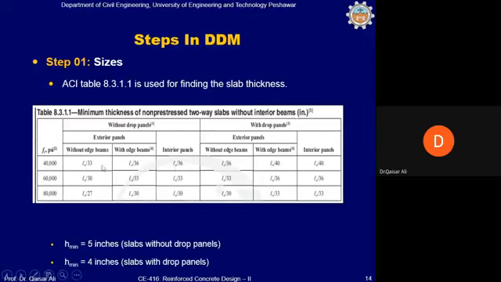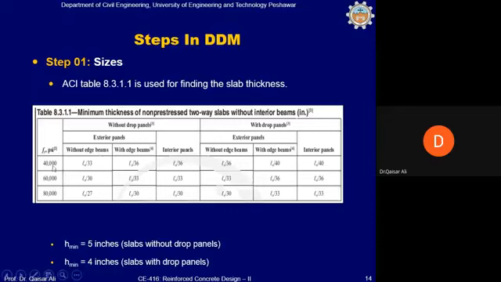Mostly we use this ln by this first column, regardless of whether there are edge beams or not, because we want to keep our thicknesses slightly on the higher side. Although from an academic point of view, you should always use the correct equation. However, in our design practice, we mostly use this first column for the initial selection of slab thickness.